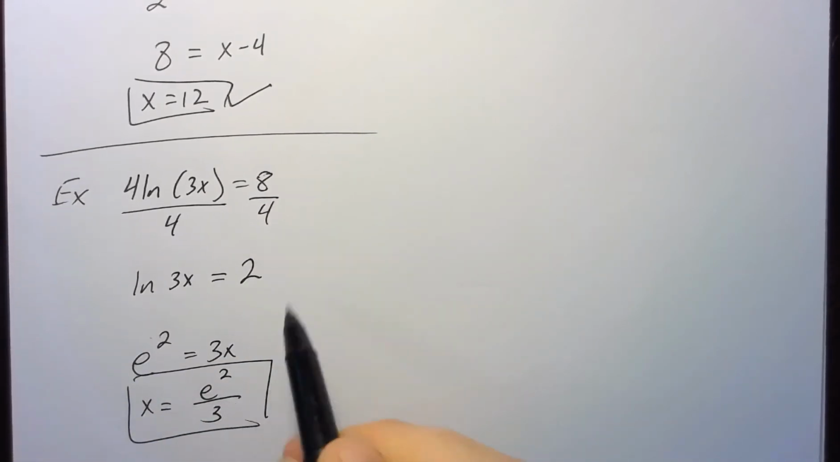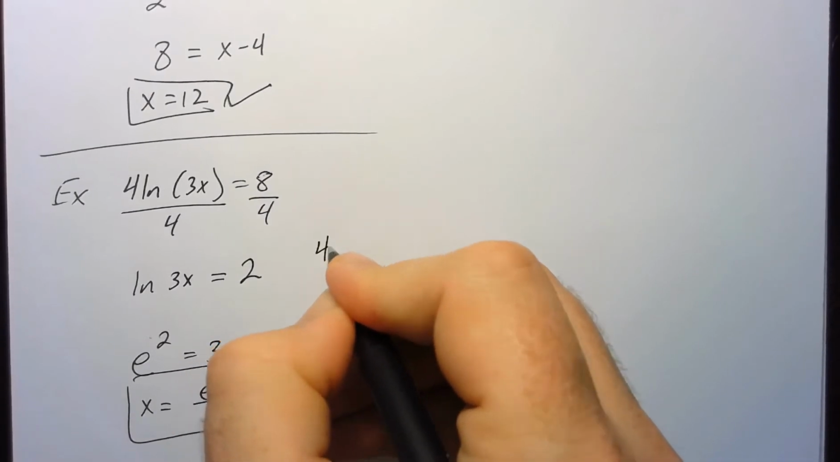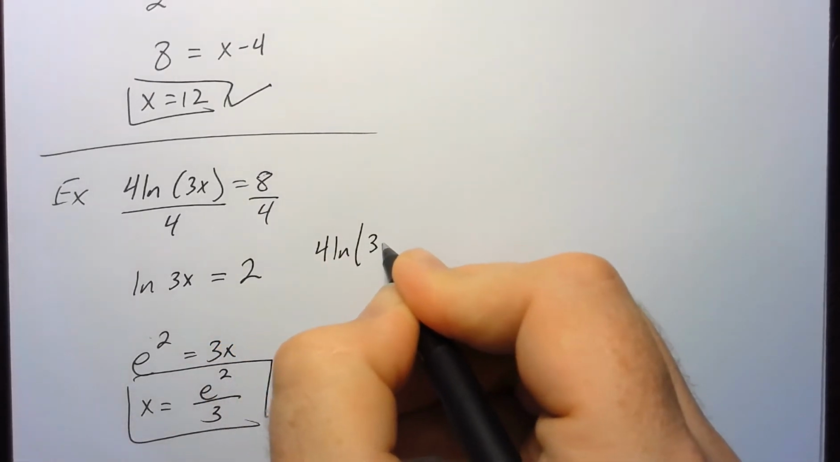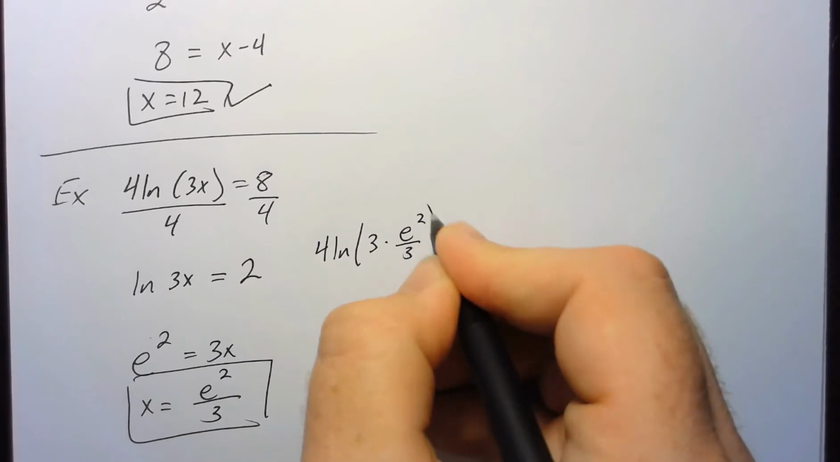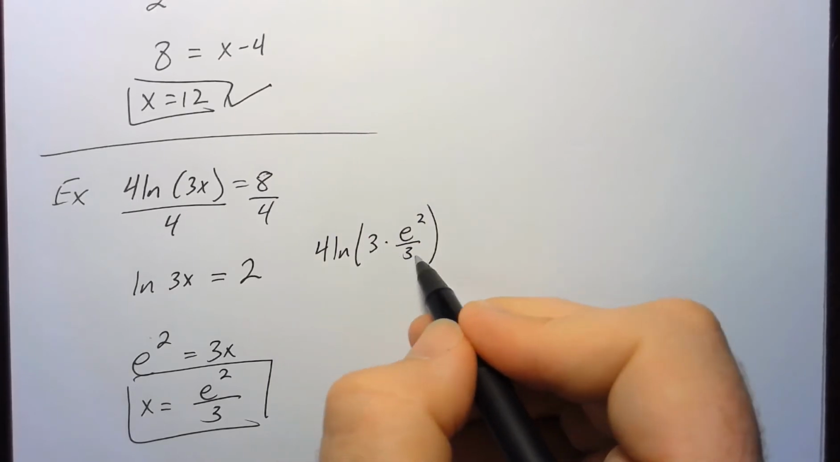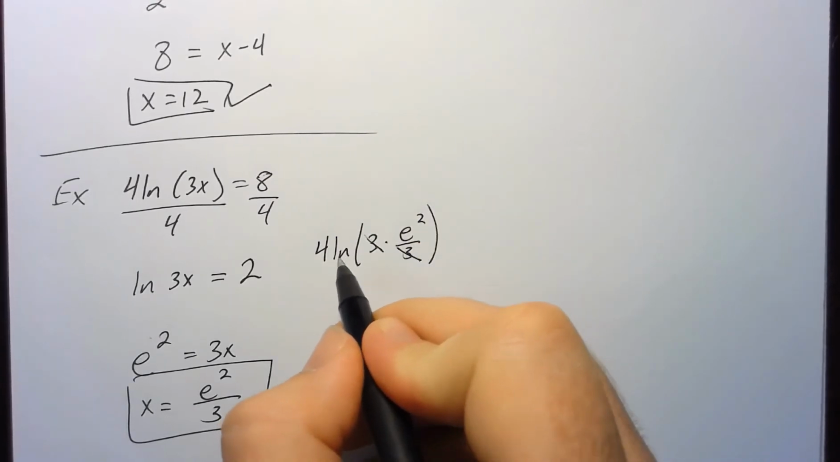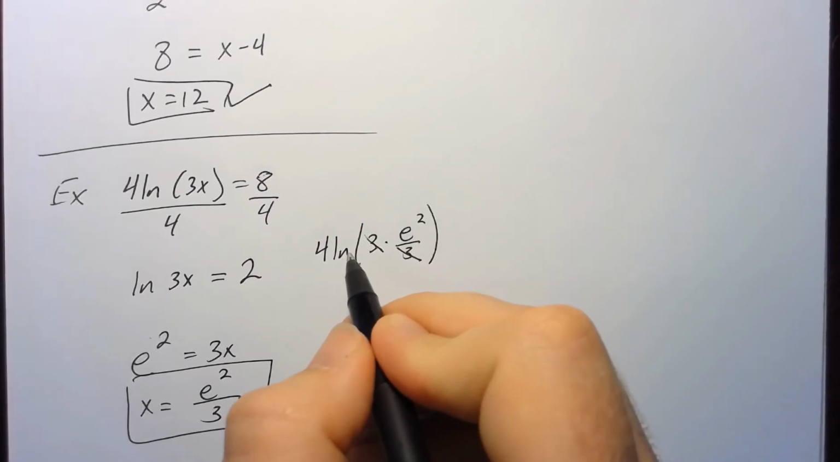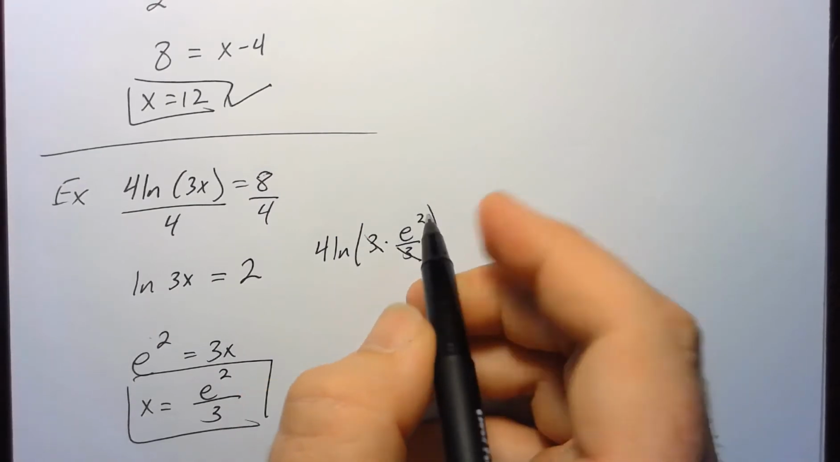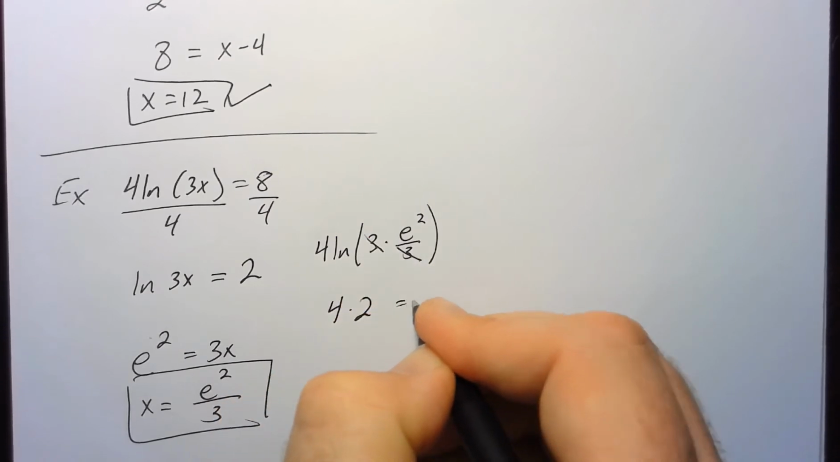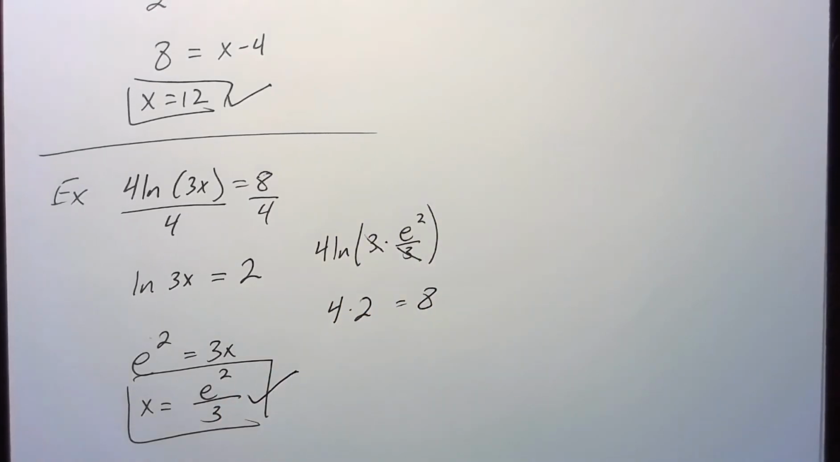If I take this and plug it back into the original, the original being 4 times the natural log of 3 times my x value, now being e squared divided by 3, this is supposed to be equal to 8. Well, 3 and 3 will cancel each other out. I will have the natural log of e squared. What power of e gives me e to the power of 2? Well, it's 2, so it's 4 times 2, which gives me 8, and sure enough, that answer is going to check. Now again, keep in mind that it's not always the case that these things are going to check. There are some situations where if we attempt to check them, they come out as not valid solutions, in which case we should write no solution as the solution.